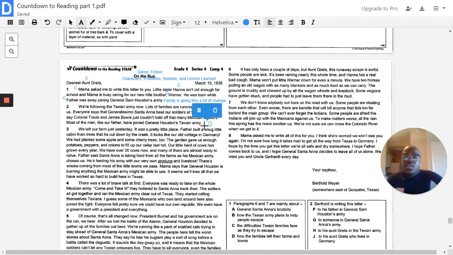So we can write that Texas is currently losing to the Mexican army.